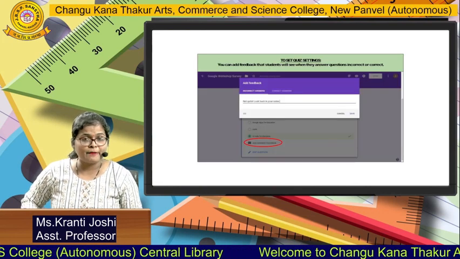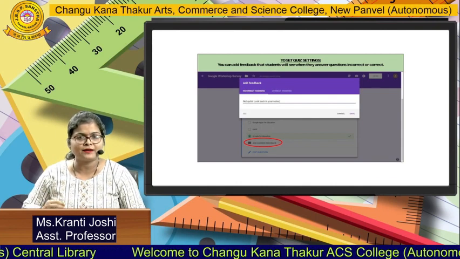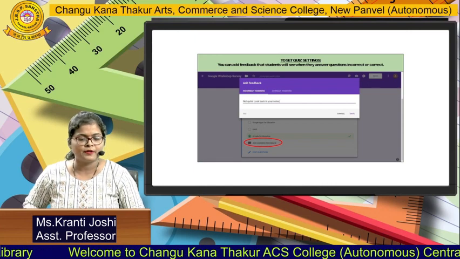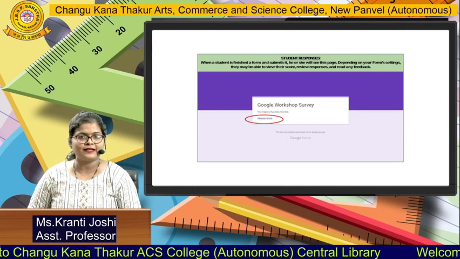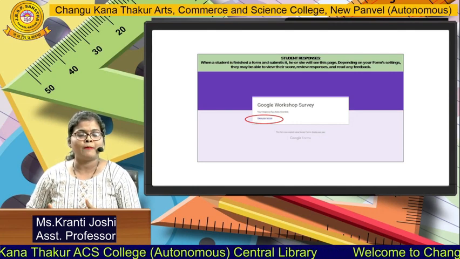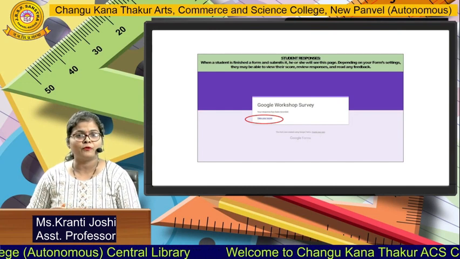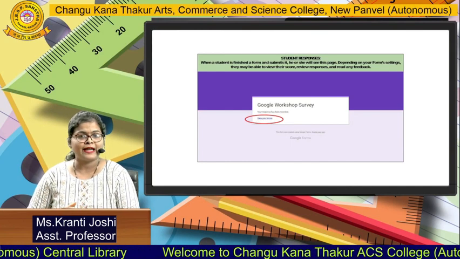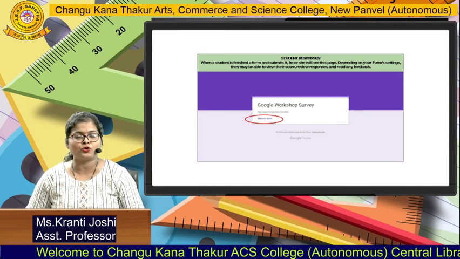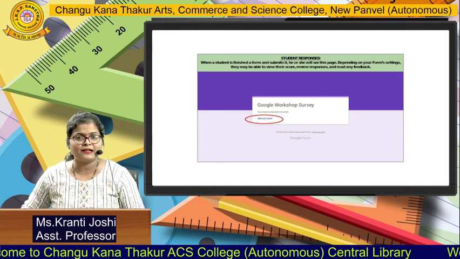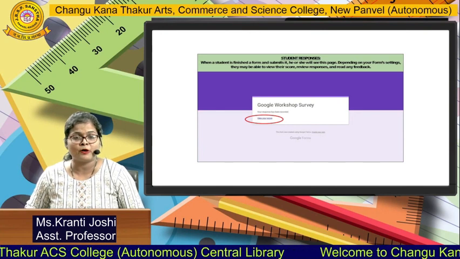you can add feedback for the particular questions, meaning the student will be able to know which option is correct and which is incorrect. Then there is a facility that the student will get to know their result instantly. Once they have filled the quiz form, immediately after that they get to know their result. This facility is also provided by Google Forms.